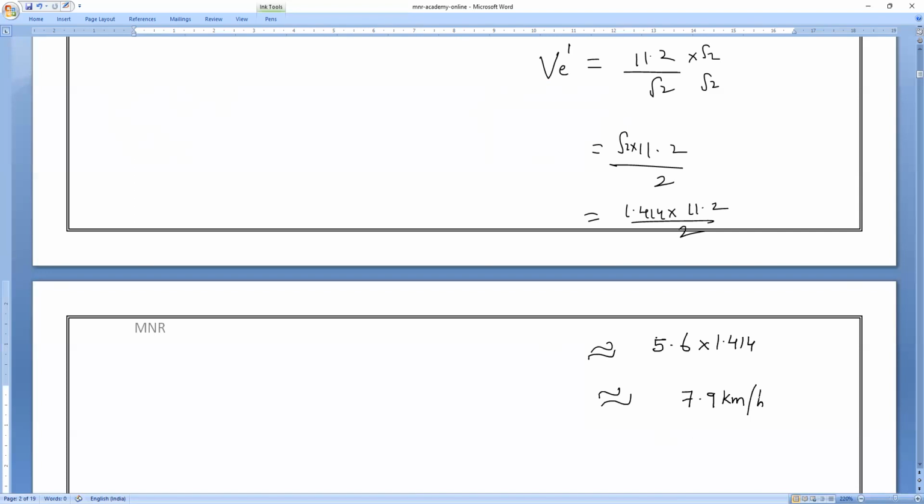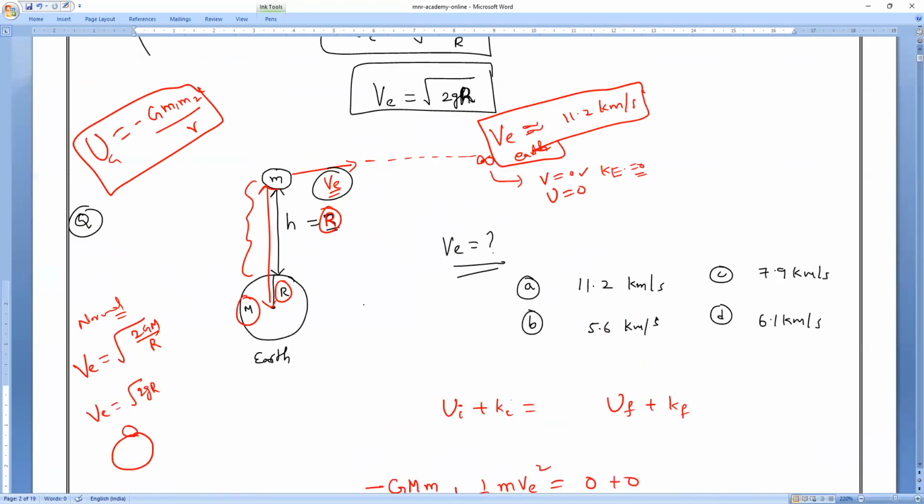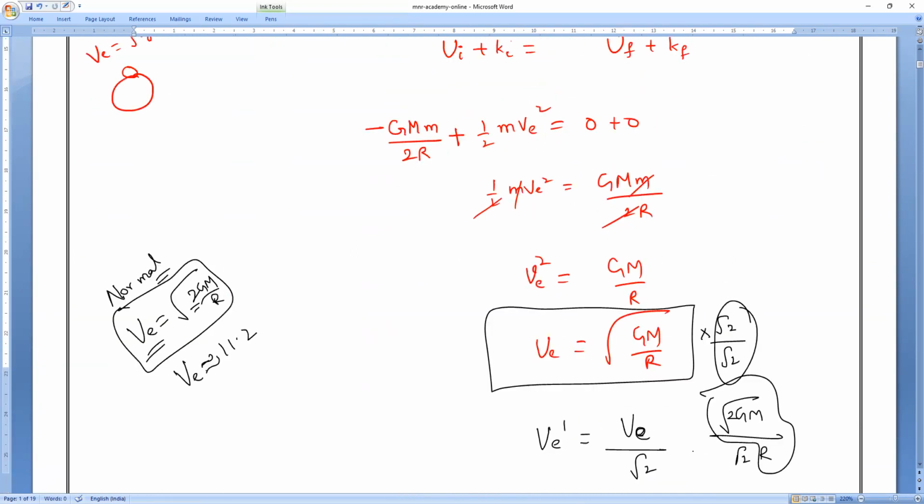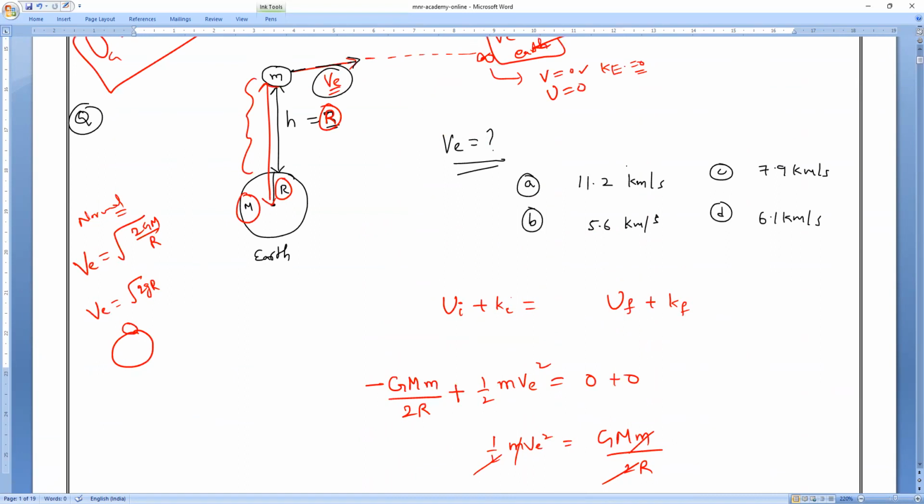7.9 kilometer per second. So this is the escaping velocity of an object thrown from a height equal to the radius of the earth above the ground. At that height, the escaping velocity equals 7.9 kilometer per second. So what is the correct answer, everybody? Option C.